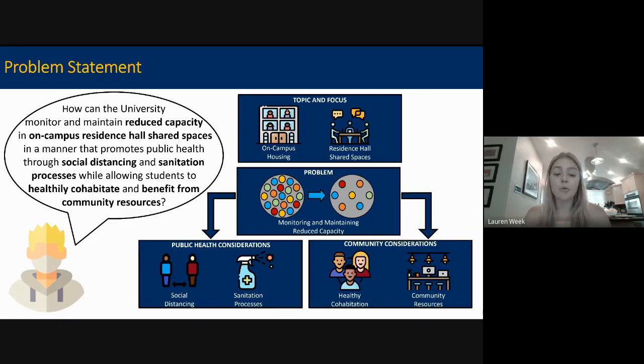In terms of public health, we want to maintain social distancing and ensure sanitation processes are being followed. And in terms of community, we want to ensure residents can continue to healthily cohabitate together and benefit from the community resources they are paying for when they live in on-campus housing.